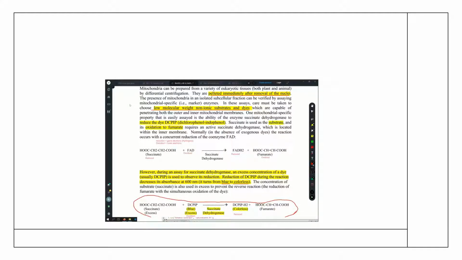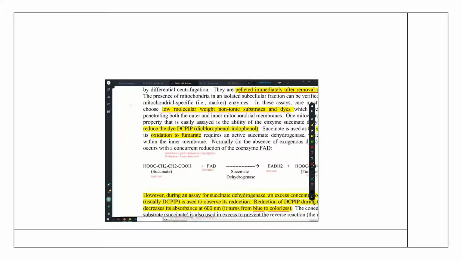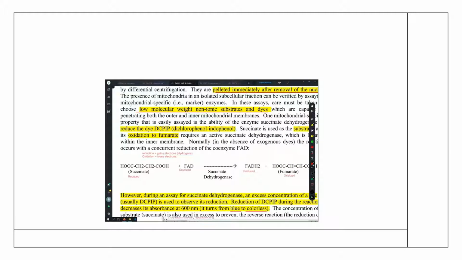One mitochondrial specific property that is easily assayed is the ability of the enzyme succinate dehydrogenase to reduce the dye DCPIP, dichlorophenolindophenol. Succinate is used as the substrate, and its oxidation to fumarate requires an active succinate dehydrogenase, which is located within the inner membrane. Normally, in the absence of exogenous dyes, the reaction occurs with a concurrent reduction of the coenzyme FAD. Okay, so here we have to remember what is reduction and what is oxidation.